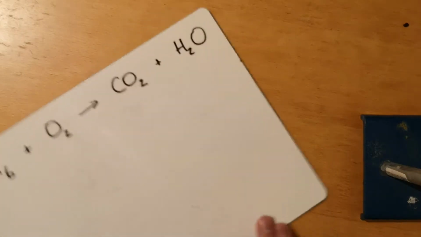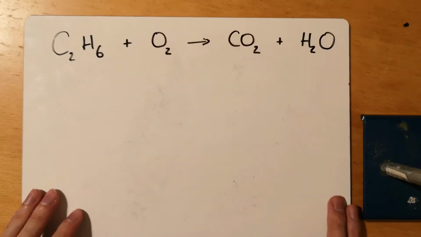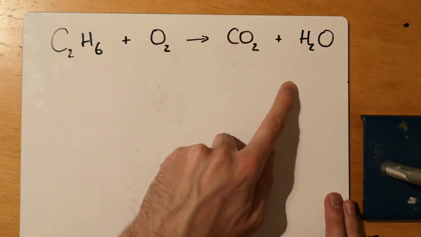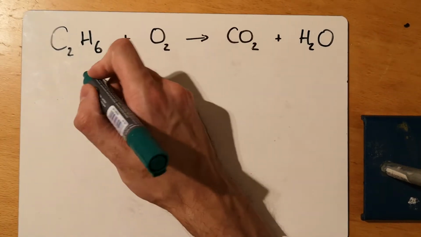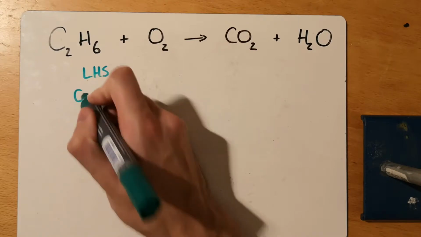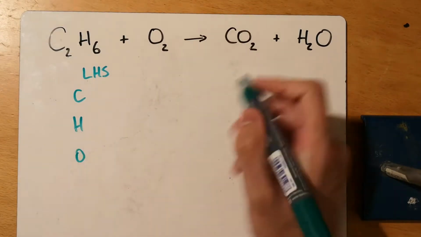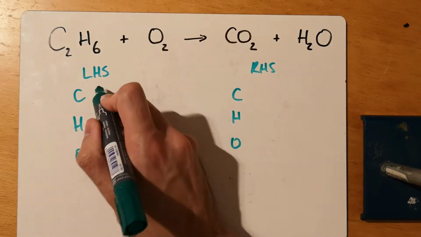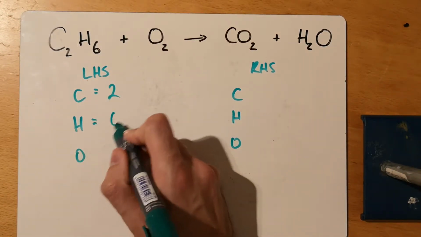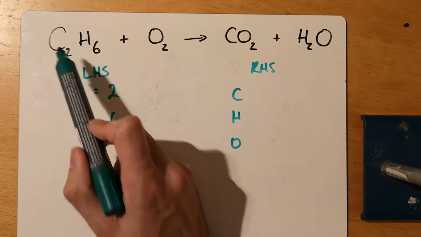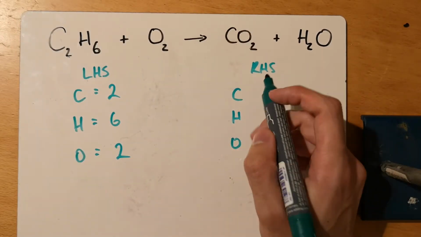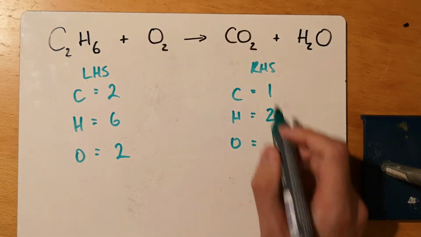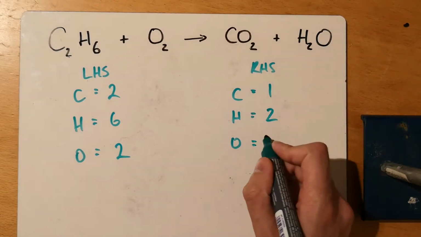So the next one, I'm going to follow the same method. I've got C2H6, it's ethane, plus oxygen, goes to CO2 plus H2O. So I'll do my left-hand side: I've got carbons, hydrogens and oxygens. Right-hand side, same again. And I have 2 carbons, 6 hydrogens, 2 oxygens on the left. On the right, I've got 1 carbon, 2 hydrogens, and 2 oxygens here and 1 there, so 3.